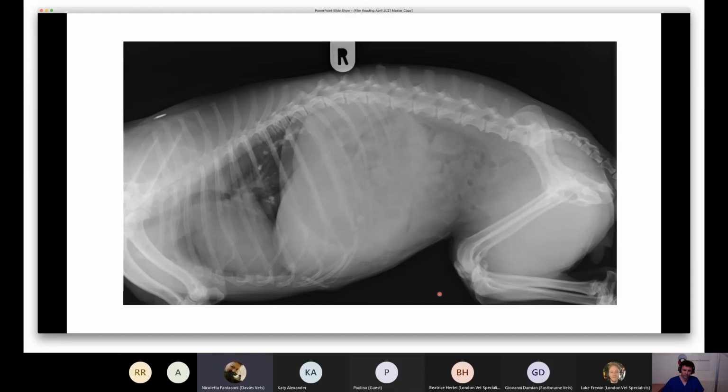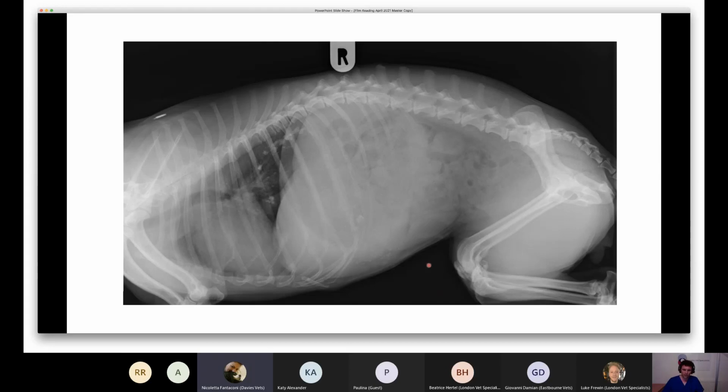And I would probably also put pancreatitis in the differential diagnosis, because the dog is vomiting and there is this sort of wispy appearance at the level of the craniodorsal aspect of the abdomen. So I would probably ask for an abdominal ultrasound if it's possible.